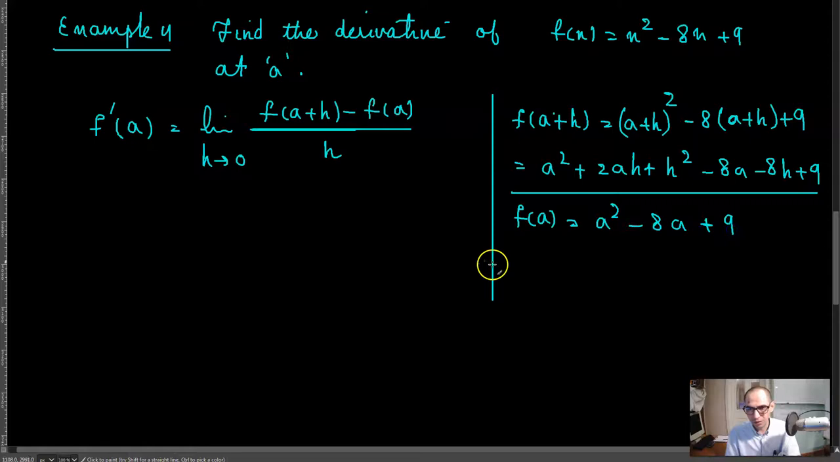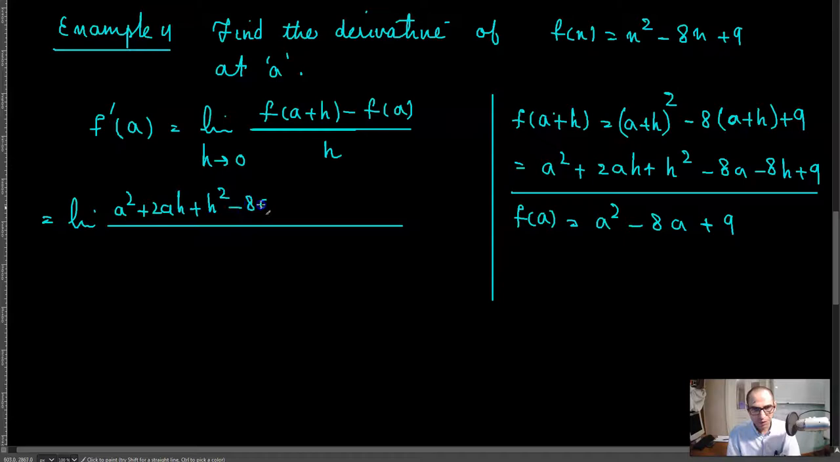So this would be essentially the limit of f of a plus h, which is basically a squared plus 2 times a h plus h squared minus 8 times a minus 8 times h plus 9, minus f of a, which is minus this whole thing. So you have to multiply the negative sign by the whole thing: negative a squared plus 8 times a minus 9. And then a squared and a squared you can cancel out, 8 times a, 8 times a you can cancel out, 9 and 9 you can cancel out, divided by h as h approaches 0.